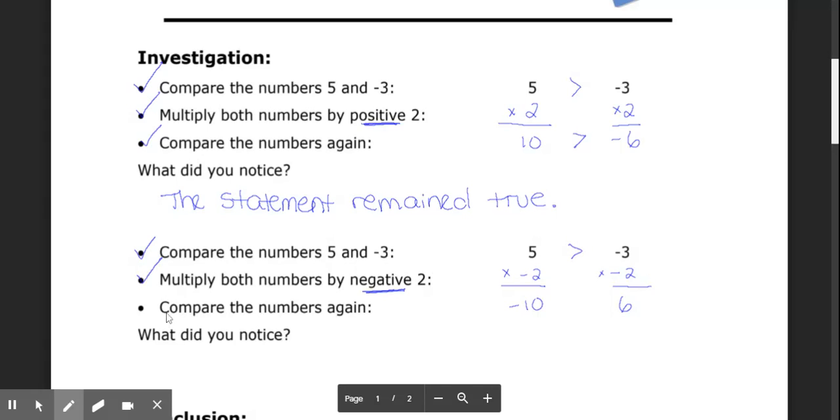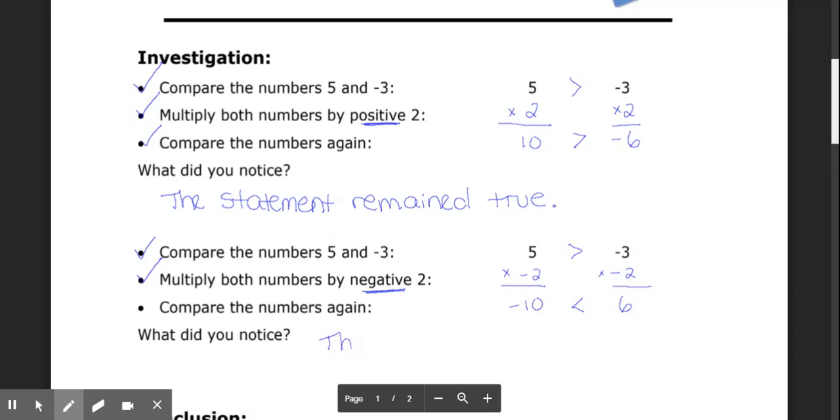Then let's compare the numbers one more time. So now I have a -10 and a +6. We said positive numbers will always be greater than negative numbers. Therefore, -10 is less than 6. So what do we notice about this problem? In the last set, we multiplied by +2, and the inequality symbol remained the same. In this final set, we multiplied by a negative number, and the inequality symbol flipped.